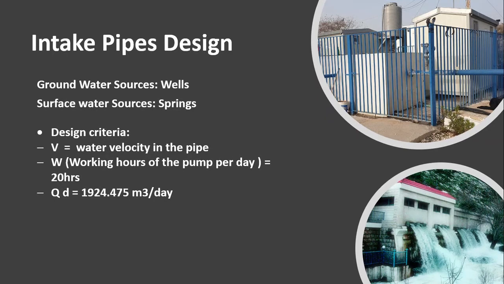Now we should design the intake pipes. These pipes get the water from the sources to the village. It could be a groundwater source like wells or a surface water source like springs. For the design criteria, we will use V as the water velocity in the pipe, and W as the working hours of the pump per day. It could be assumed as 20 hours, and the Q design we talked about earlier.